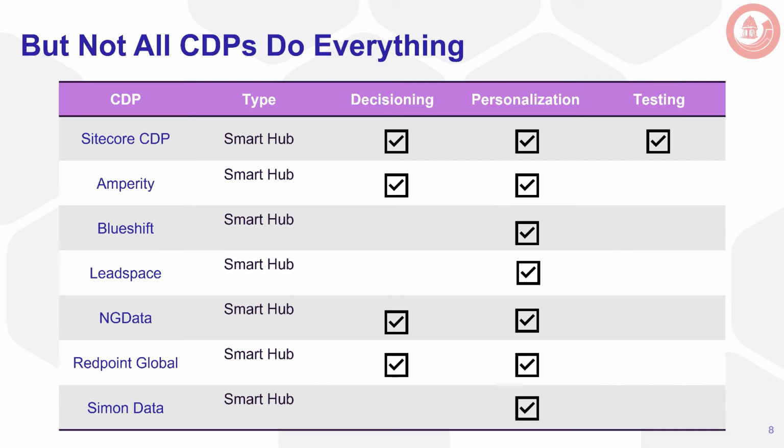Okay, so these are the platforms that offer CDP with their respective CDP types and their expertise level on CDP components. We can see that the major components of the CDP are decisioning, personalization, and testing. And these are the CDPs available in the market. All those CDPs fall under the Smart Hub category that we discussed.